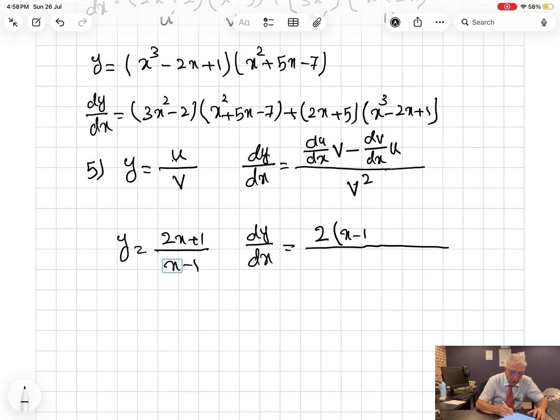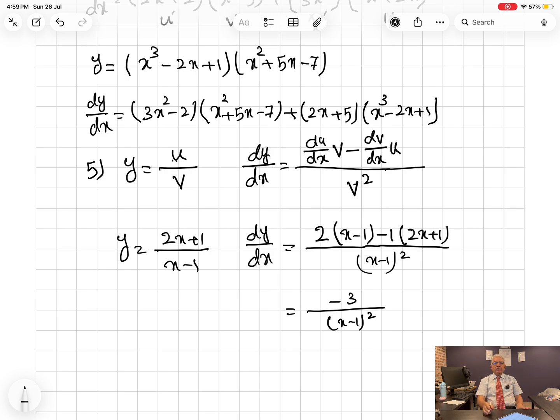Now, minus, now this time you differentiate this one. Derivative of x is 1. Derivative of 1 is 0. Therefore, this is 1. Therefore 1 times 2x plus 1, which is the numerator. Then divided by denominator to power of 2. Therefore x minus 1 to power of 2. So this can easily be simplified. You are getting 2x here, minus 2x it cancels, and then you are getting negative 3. If you simplify this, you are getting negative 3 divided by x minus 1 squared. So this is derivative of this function.